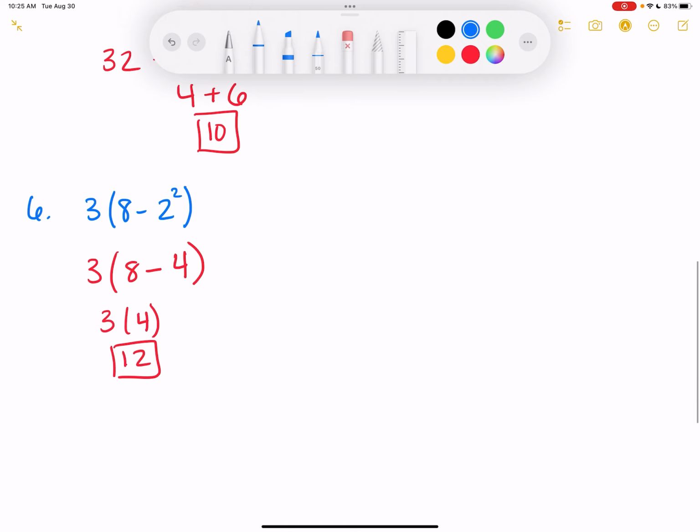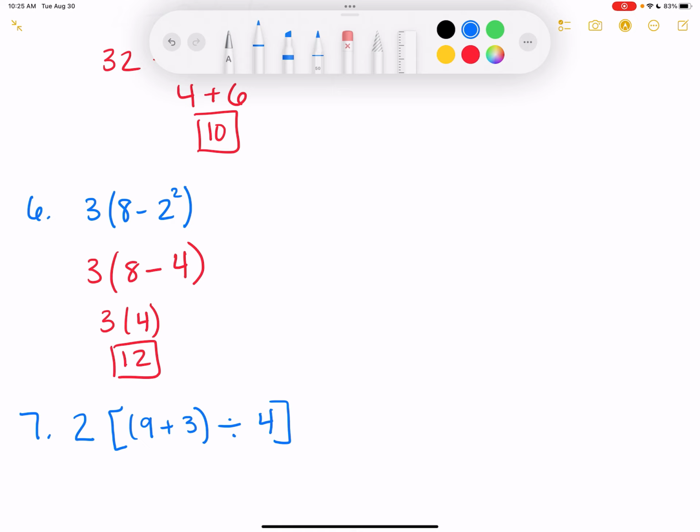Let's see, number 7. 2, and then we have a bracket, so it's just like the straight parentheses. And then we have a parentheses of 9 plus 3, and then close the parentheses, divided by 4, and then we close off the bracket.